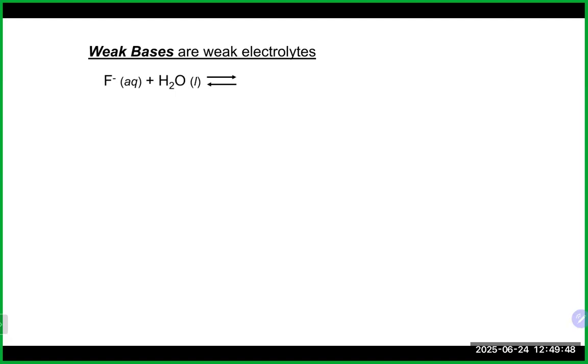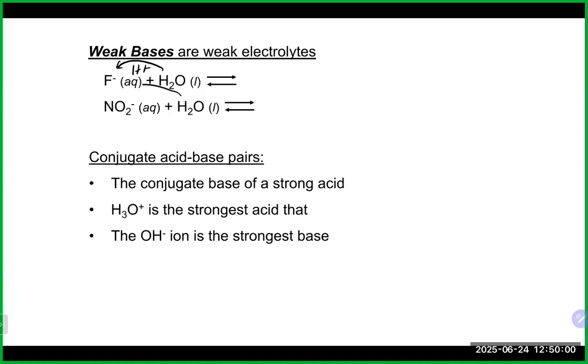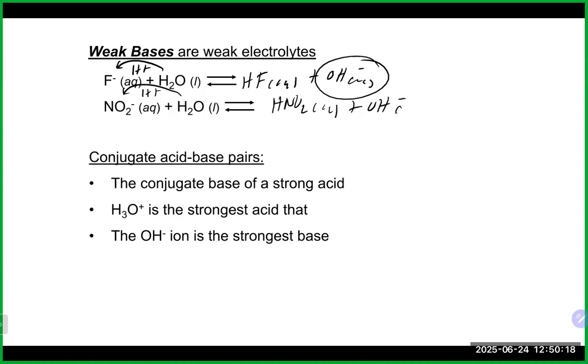We also have some weak bases, and weak bases will mainly stay together but can produce, and they will basically accept the H plus coming in this direction, and it will produce where they come from in terms of the acid. And more importantly, it will produce hydroxide, which is why they're considered a base, because they will produce that hydroxide. And here you'll get HNO2 and some hydroxide as well produced in this particular case.